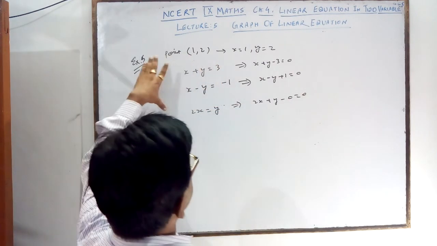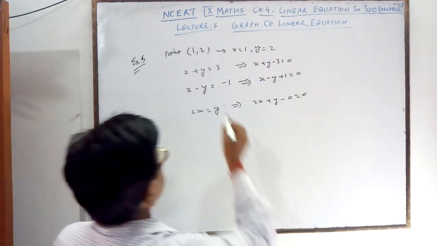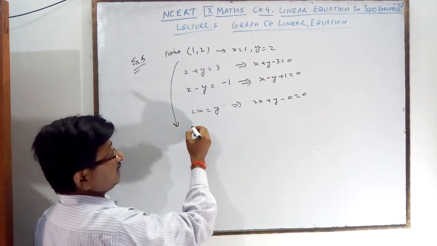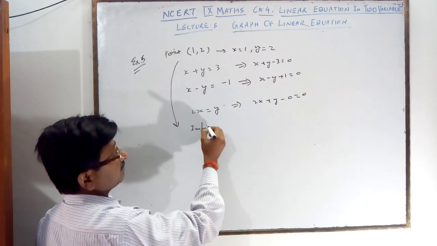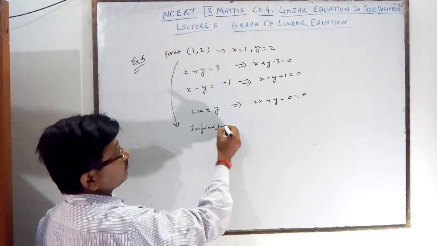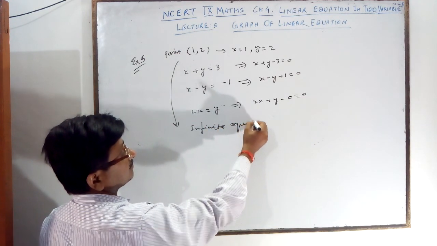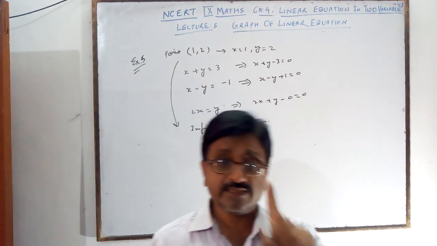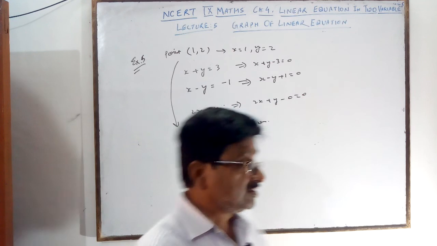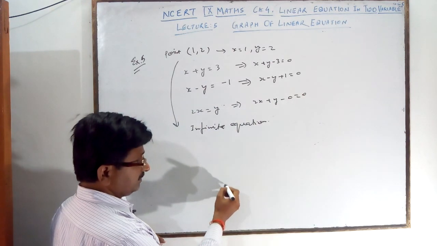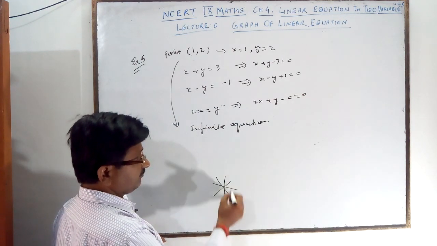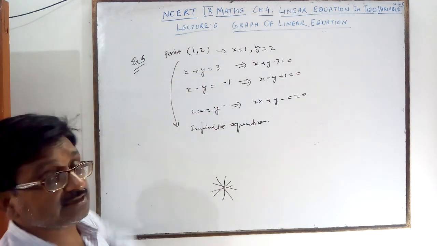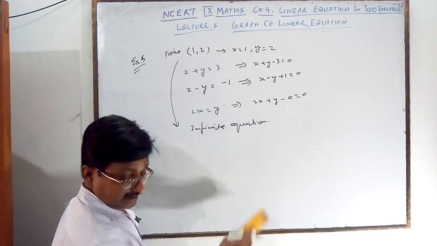So how many equations can you write by this one point? You can write infinite equations by a single given point, because from a single point there is an infinite number of lines passing. So that's why you can write infinite equations. It is very easy.